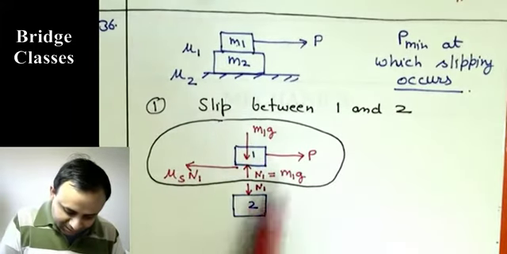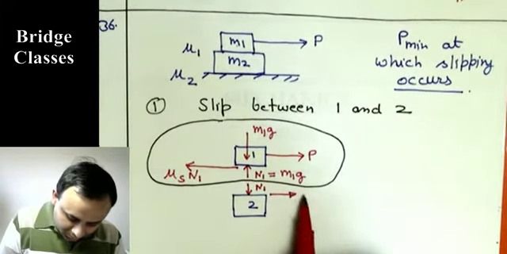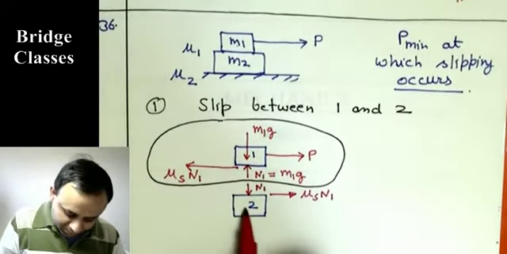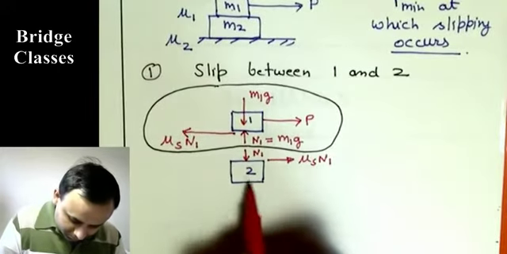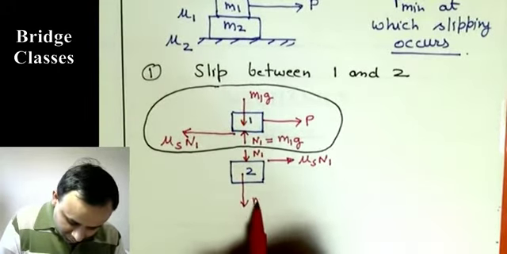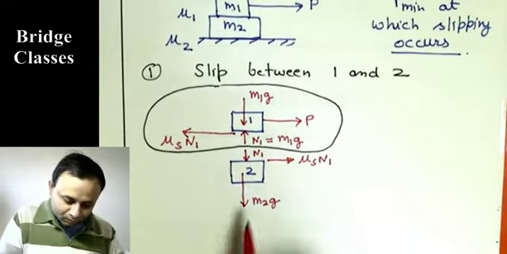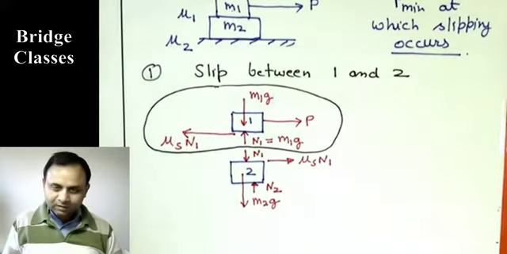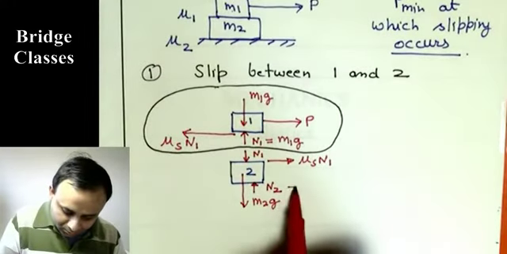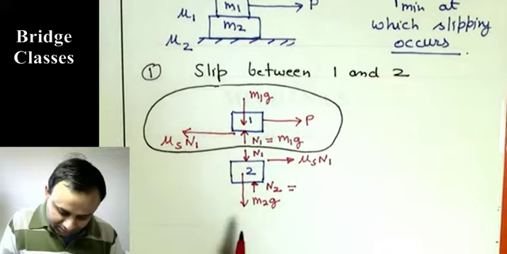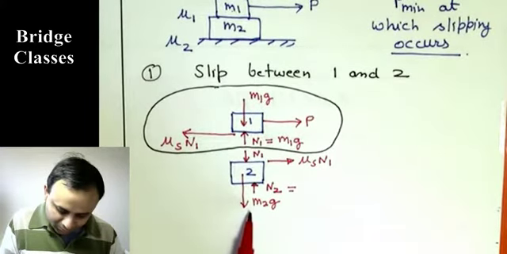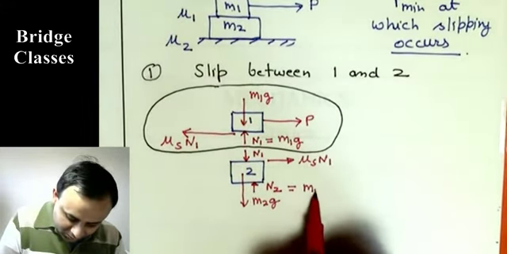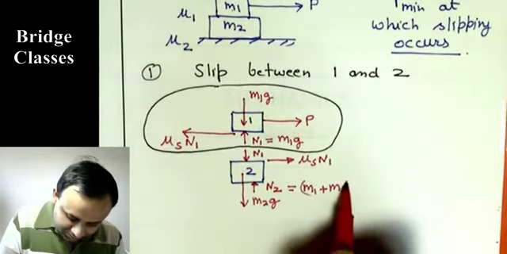And this friction was in this direction, so on this body we'll have friction mu s N1, and its weight M2G. Normal reaction from this surface, this is N2, and this is going to be just by force balance in the vertical direction. It will be N1 plus M2G, and N1 is M1G, so actually N2 will be (M1 plus M2)G. Let me just write that.